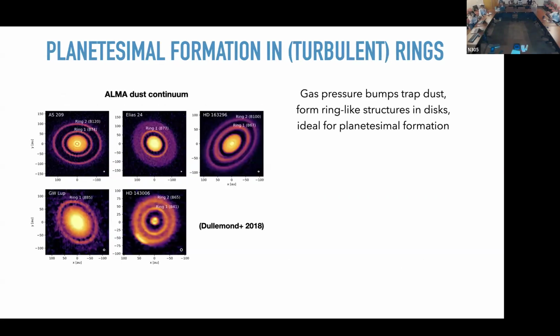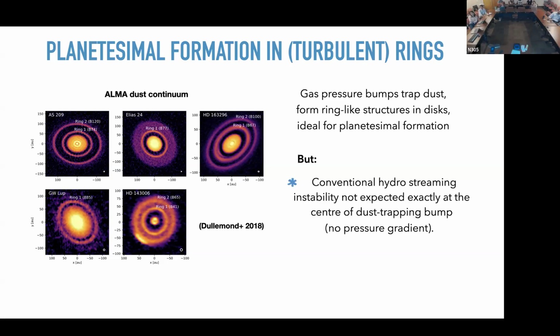Actually, dust rings can do this. As we already see, there are a lot of ring-like structures observed from the ALMA dust continuum. These can be very ideal sites for planetesimal formation because it's believed that dust rings are basically gas pressure bumps that can trap the dust. So with dust locally concentrated in this very narrow region, the metallicity in the ring can be enhanced just because of this radial concentration.